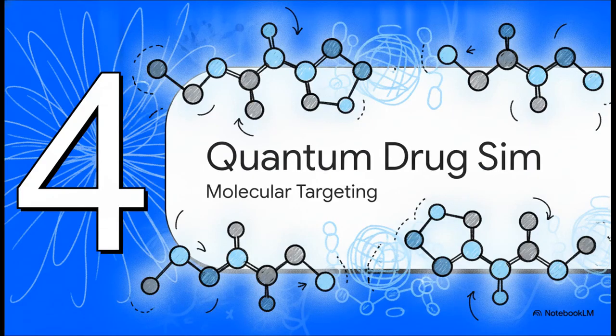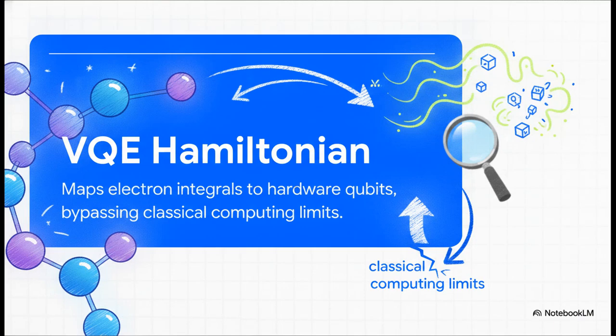Next, we move to Section 4, Quantum Drug Simulation. This is where we simulate the actual molecules targeting these neurodegenerative biomarkers. This brings us to the VQE molecular Hamiltonian. It's a second quantization mapping of single and double electron integrals. The crucial thing to understand here is that classical chemistry computational models completely fail at this level of complexity. But advanced quantum hardware? It can map these fermionic operators directly to Pauli matrices, bypassing classical computational limits entirely.